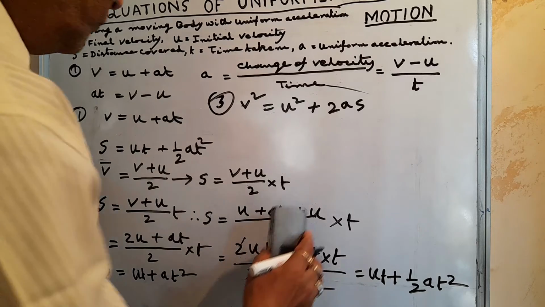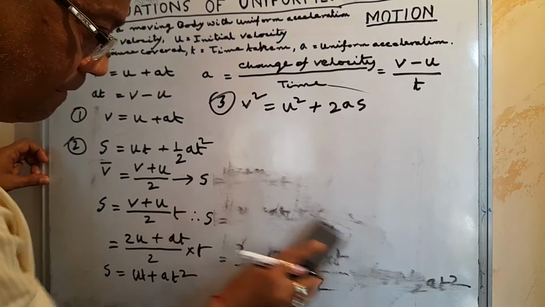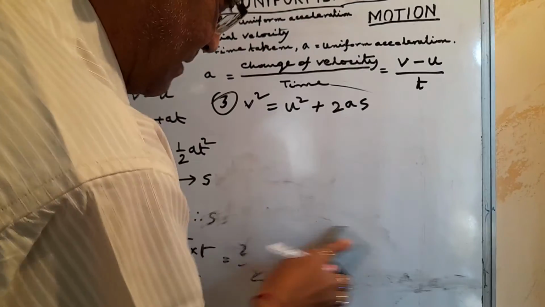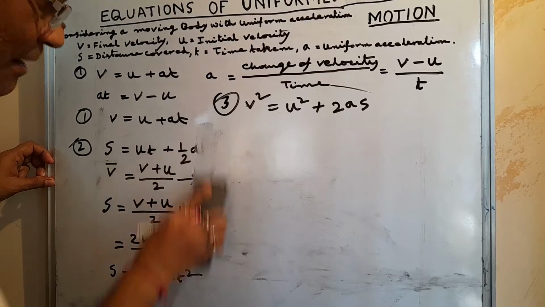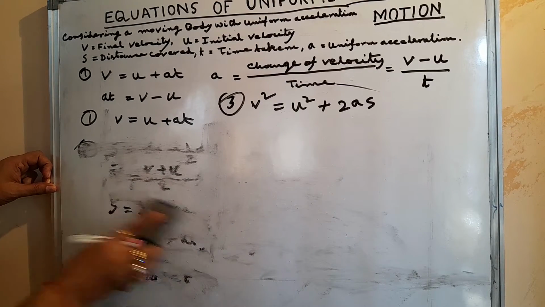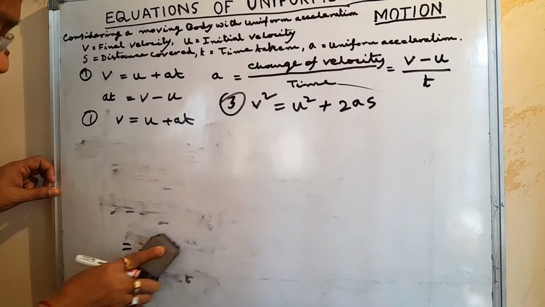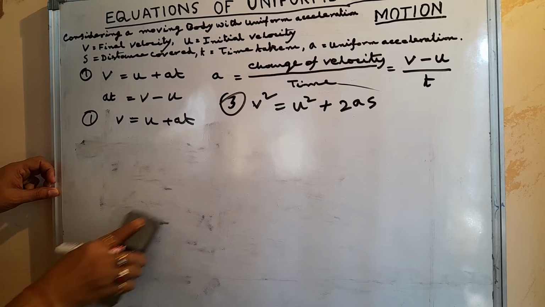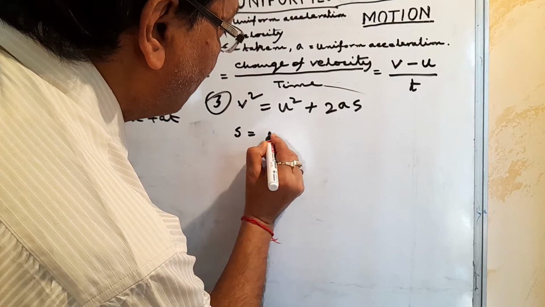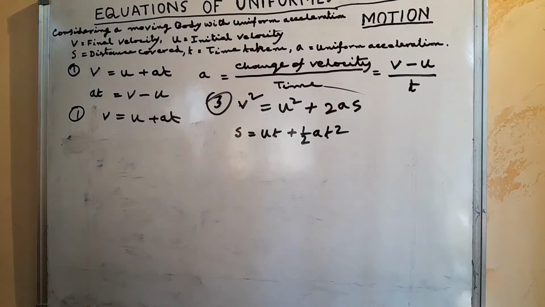To derive the third equation of motion, v square equal to u square plus twice as, we will first write down the second equation of motion, which is s equal to ut plus half of at square.